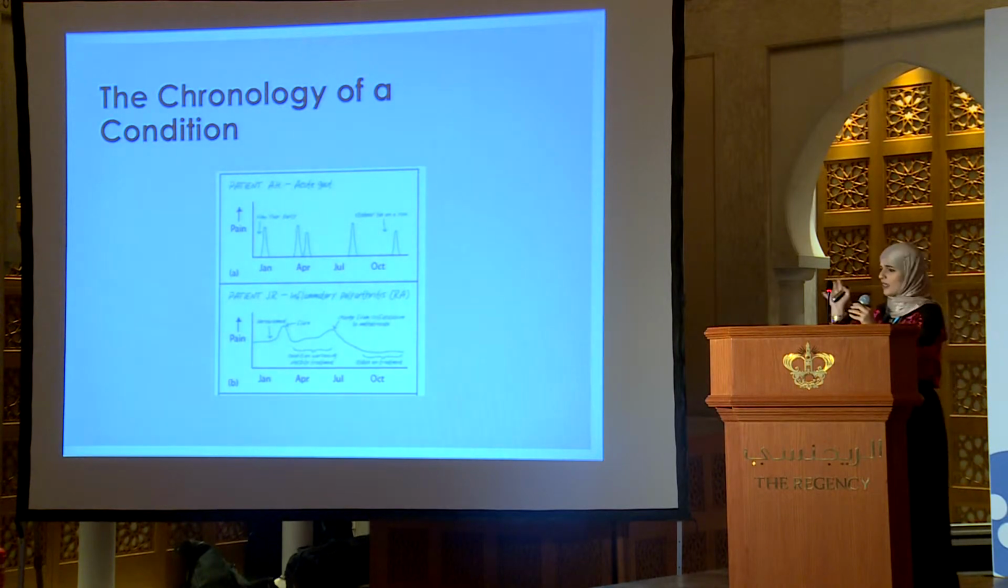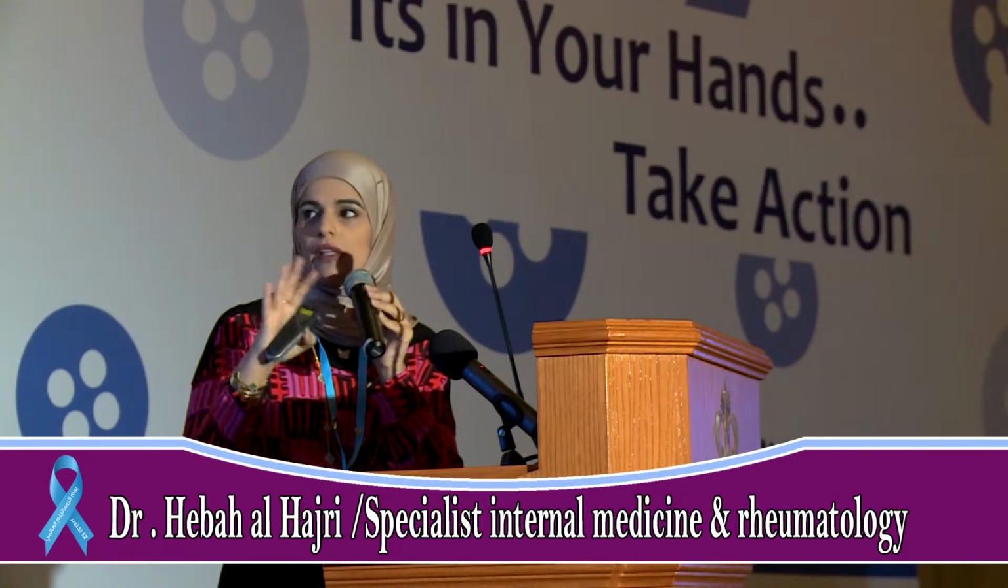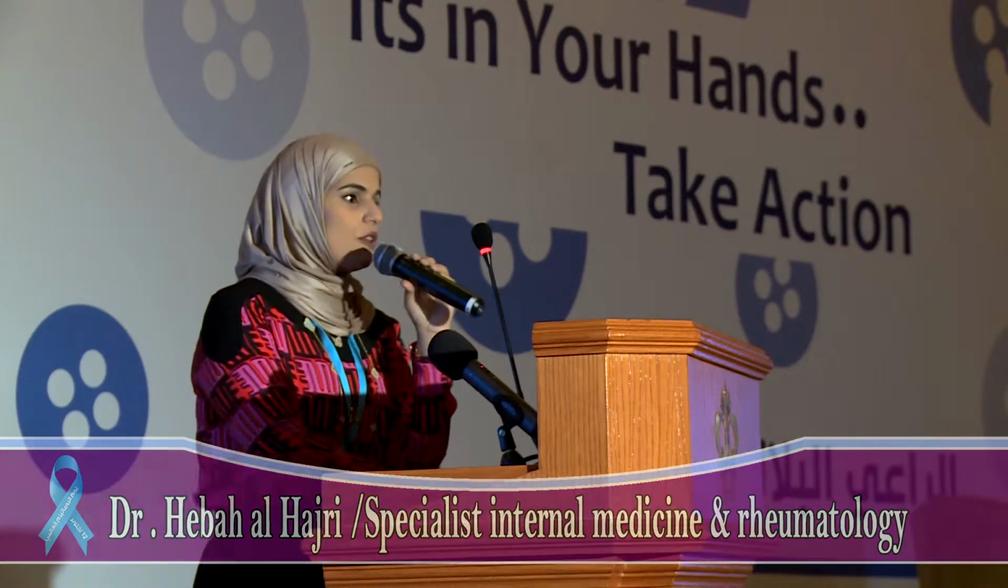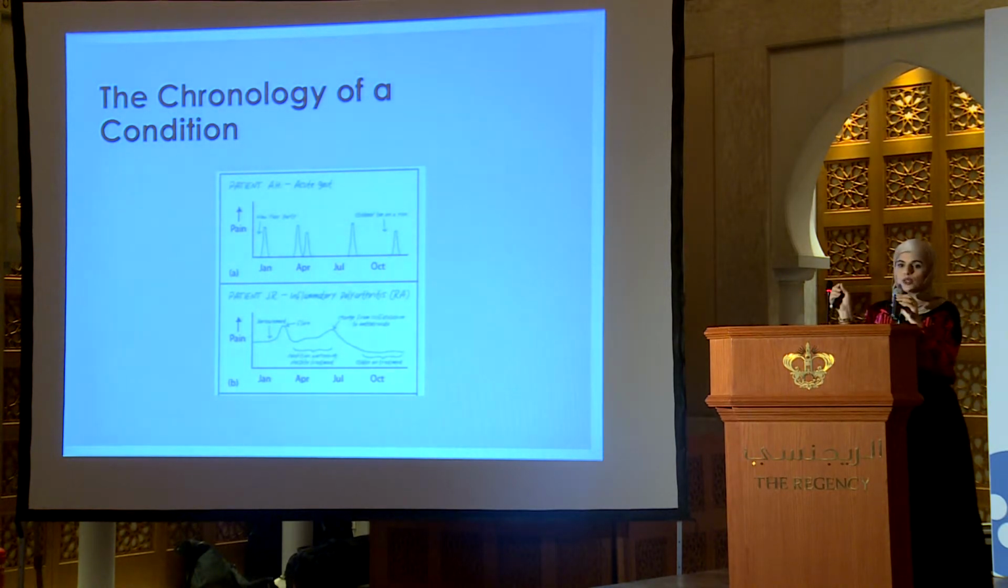This graph is taken from Western countries, so usually they have the acute flare near Christmas Eve or New Year's Eve, where they have a lot of alcohol intake. Usually they will have an acute flare, then they will be asymptomatic, and then they will have another flare, and usually the flare lasts for a week.